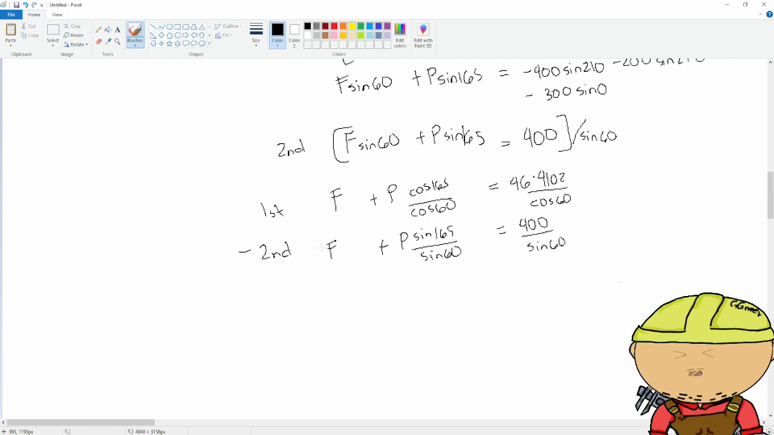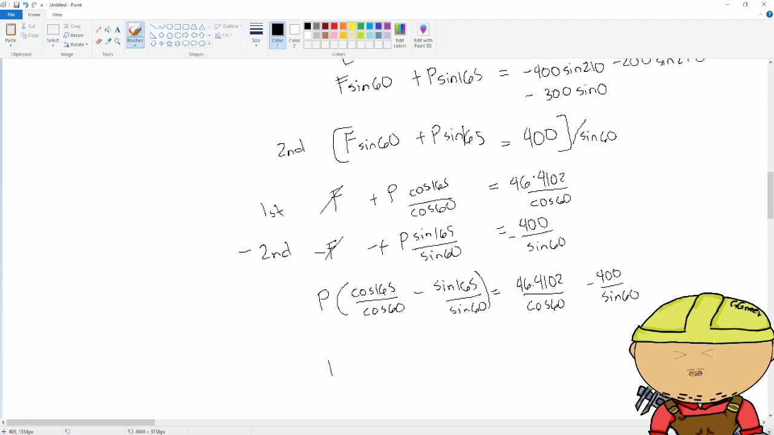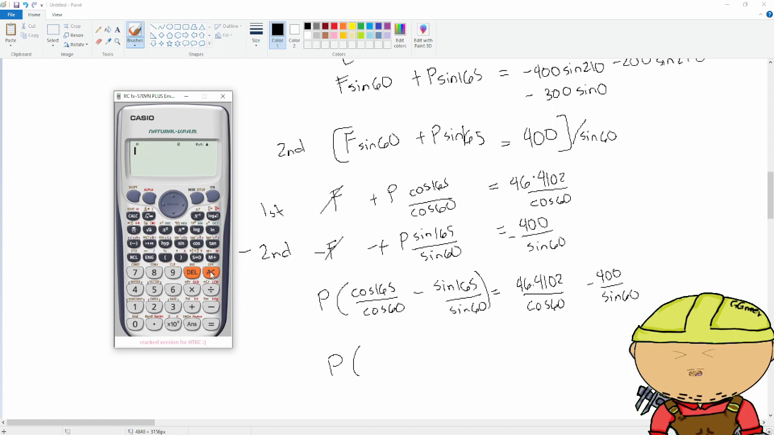So, first equation minus second equation, I'm gonna eliminate F because positive F minus F is, well, you know the drill, 0. Cosine 165 over cosine 60 minus sine 165 over sine 60 is equal to 46.4102 divided by cosine 60 minus 400 divided by sine 60. Okay, what is now P? Let's compute the first side first.